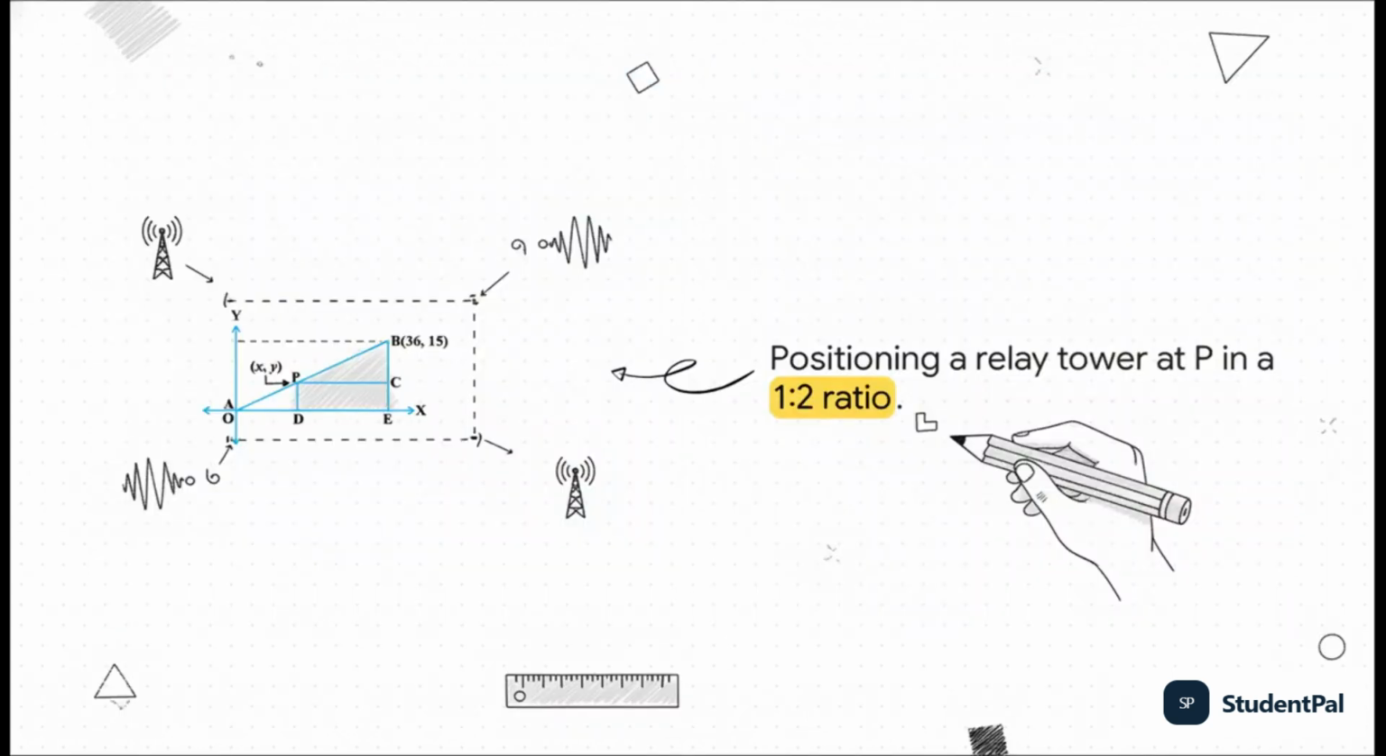Let's make this real for a second. Suppose a telecom company needs to position a relay tower at a specific point P on a straight line between 2 existing stations A and B.